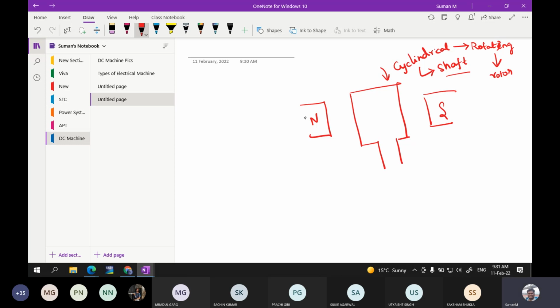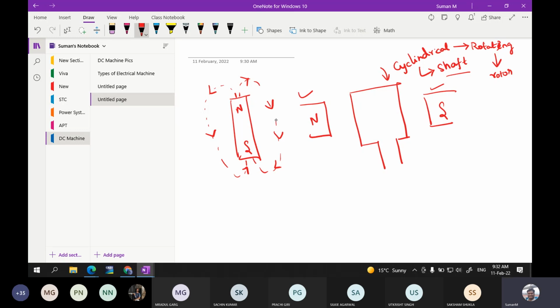Now, you know that the flux lines of a particular magnet will start from the North Pole and end at the South Pole, right? If you have a North Pole here and a South Pole here, the flux lines will start from the North Pole and go into the South Pole. So the flux lines you can draw like this. It is coming out of the North Pole and entering the South Pole.